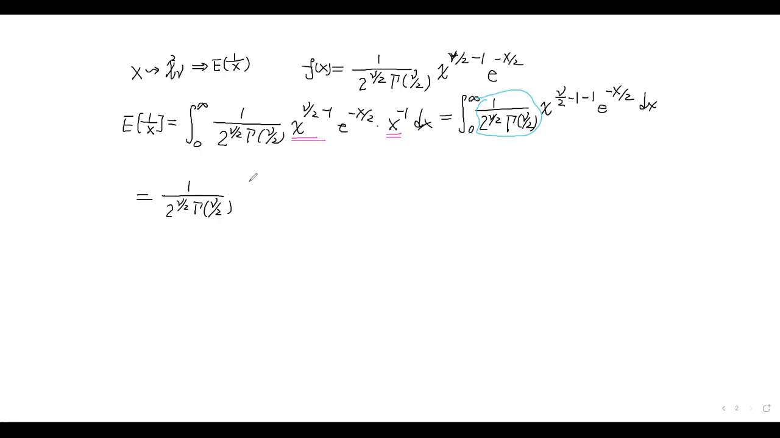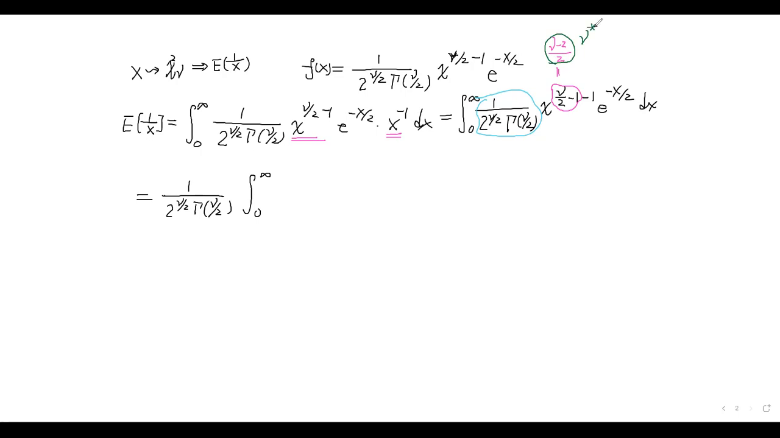Now this one is the integral from 0 to infinity. For the exponent, this is V over 2 minus 1, all right? So if you combine these two, it becomes V minus 2 over 2, and then the minus 1 here. So let's treat this number as my new V star.